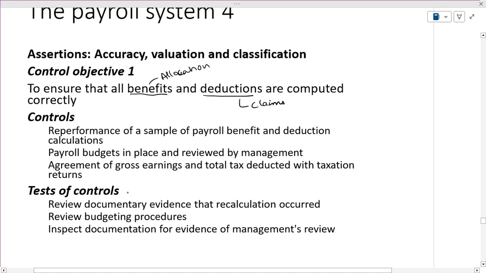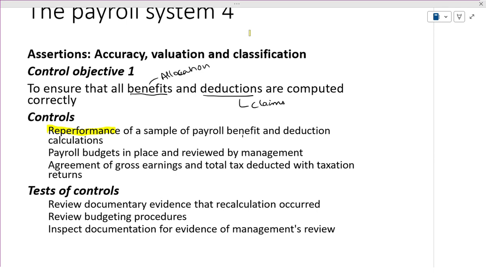Is it right? They will deduct some. There will be some deduction. You have insurance deductions. Is it right? You have the pension deductions. Is it? That is what we are doing. If there is anything, you have to reperform.